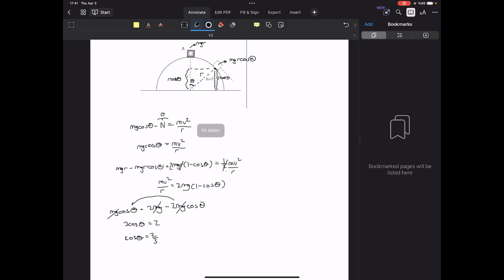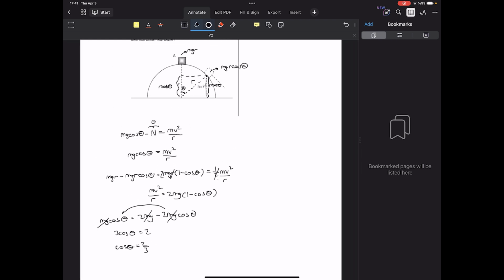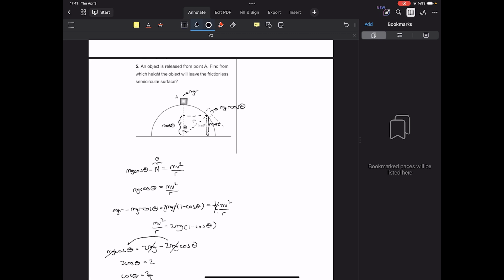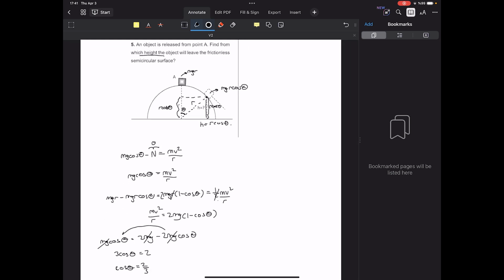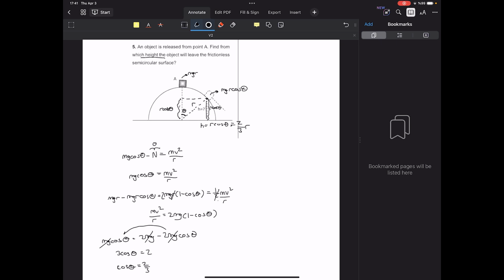From this, you can find the angle if you want. We don't need to, because we're asked to find the height at which the object leaves the surface. And here h is r cosine theta. So it's simply equal to 2 over 3 r.